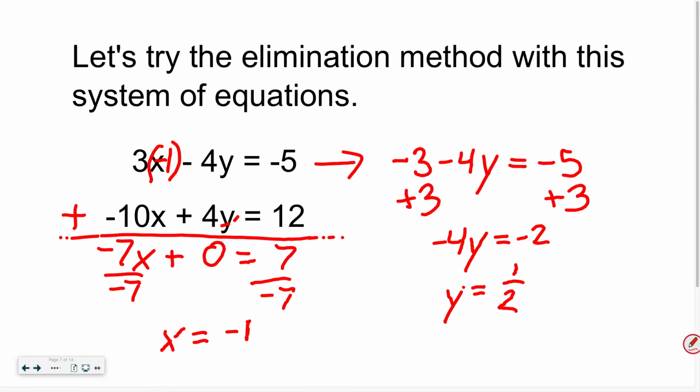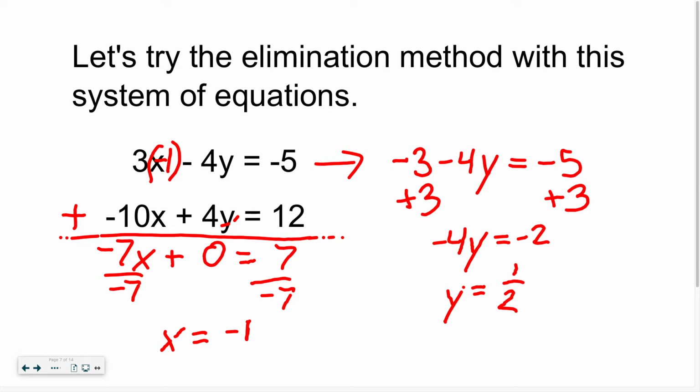So this is our solution. When x is negative 1 and y is 1/2, that coordinate is on both of these lines. It solves both of these equations. Solution to both equations.